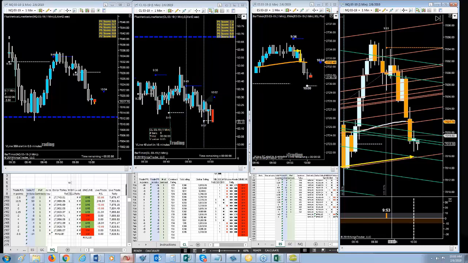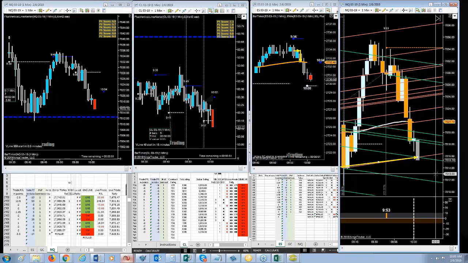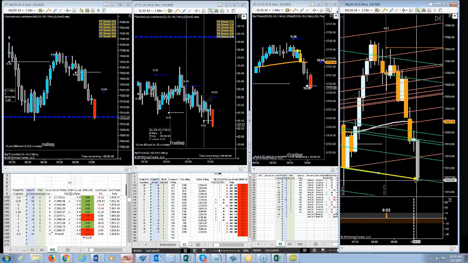Come on. Come on. There it is, Tom. The other bounce is right here. That's the conservative exit. Good place to get long, by the way, if you want to take a scalp. Swing! Swing!